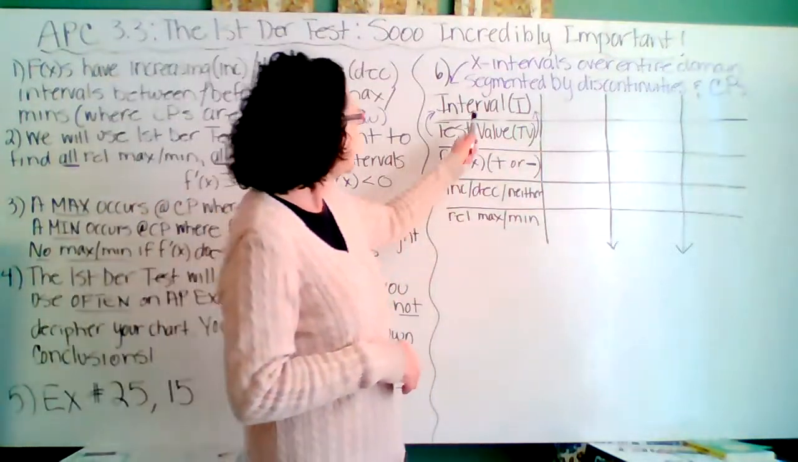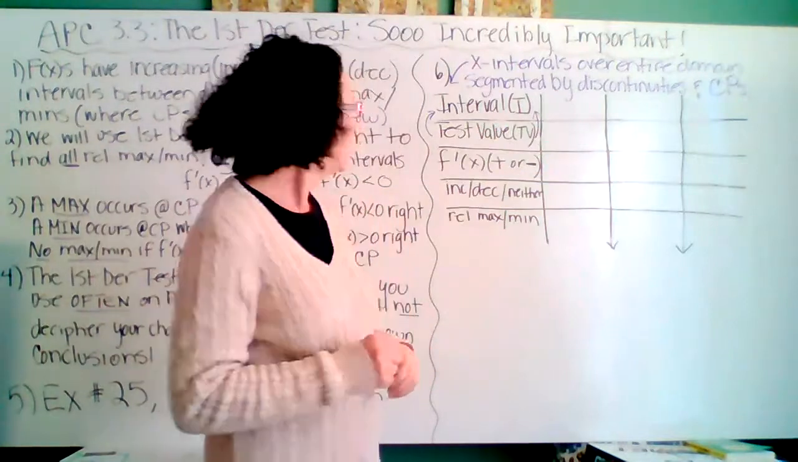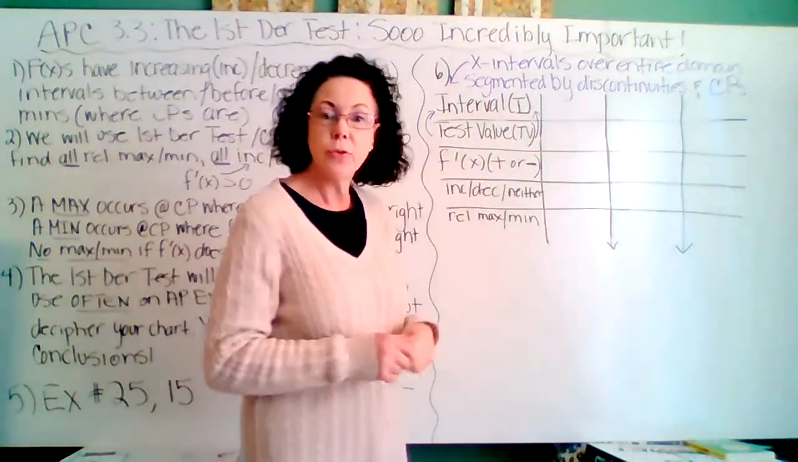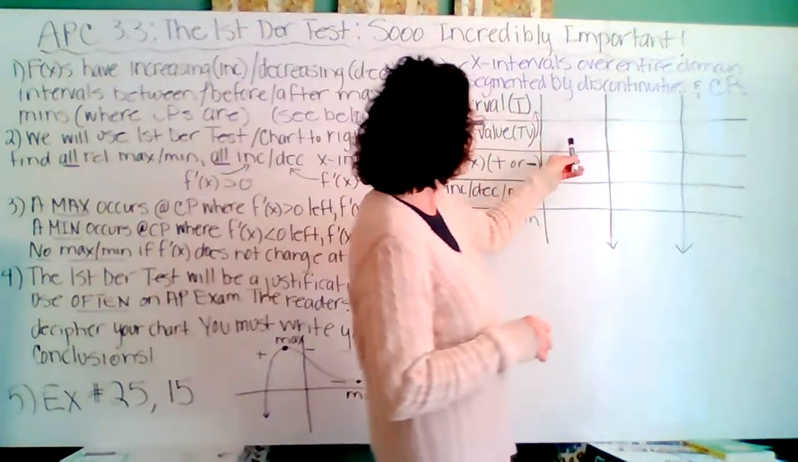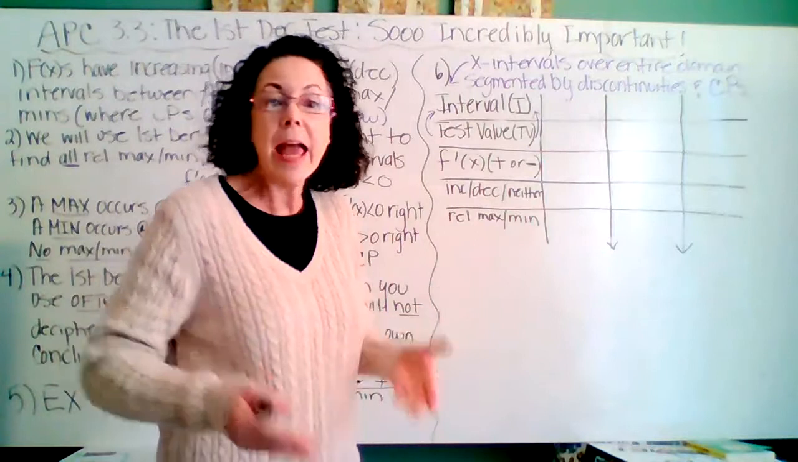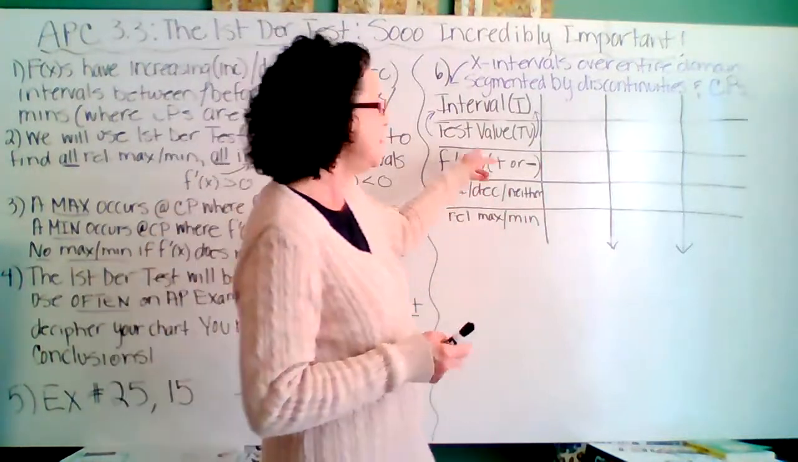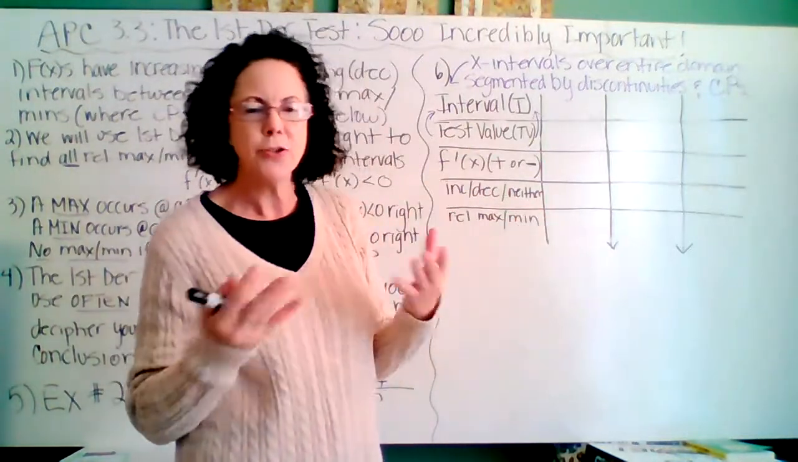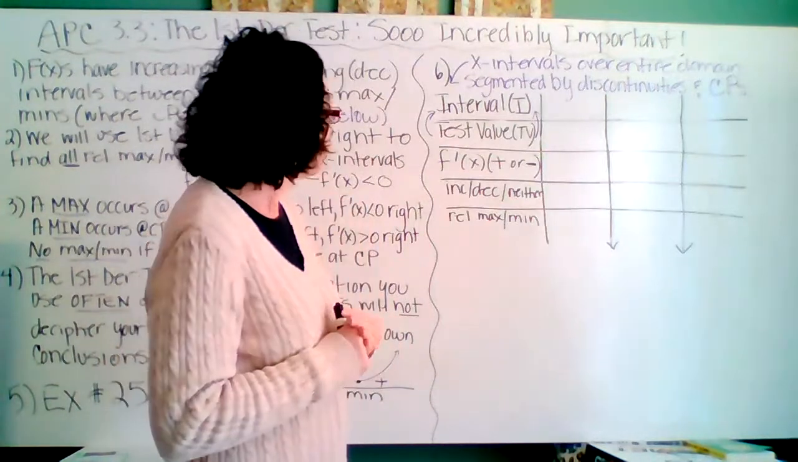The next thing we'll do, once we have those intervals written, is write a test value. So easy. We just pick a value here, here, and here that's in the interval that we wrote, right? There's an infinite number of test values in any interval. So we just try to choose the easiest, okay?